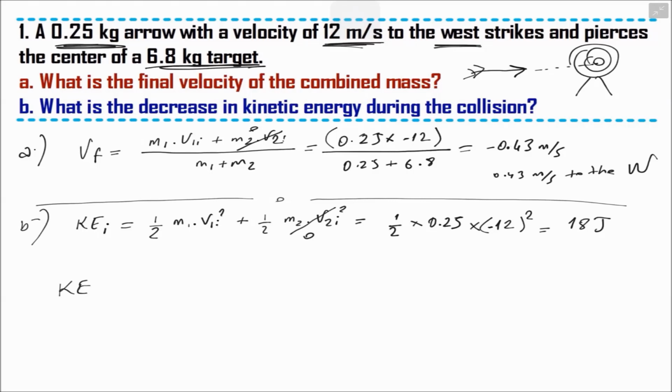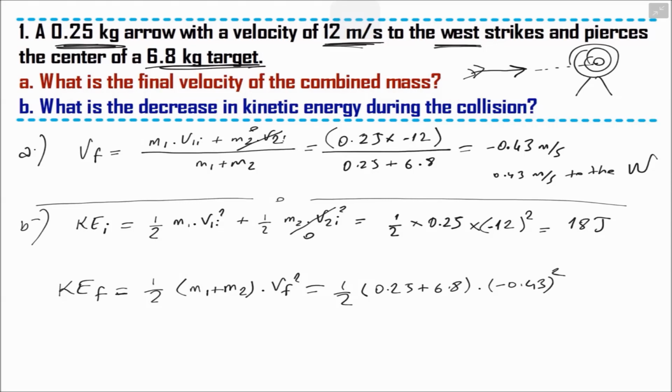And the kinetic energy final will be half times M1 plus M2. Why M1 plus M2? Because they combine, so we can treat them as one mass times V final squared. So half times M1 is 0.25 plus M2 is 6.8, times V final, which is negative 0.43, squared.